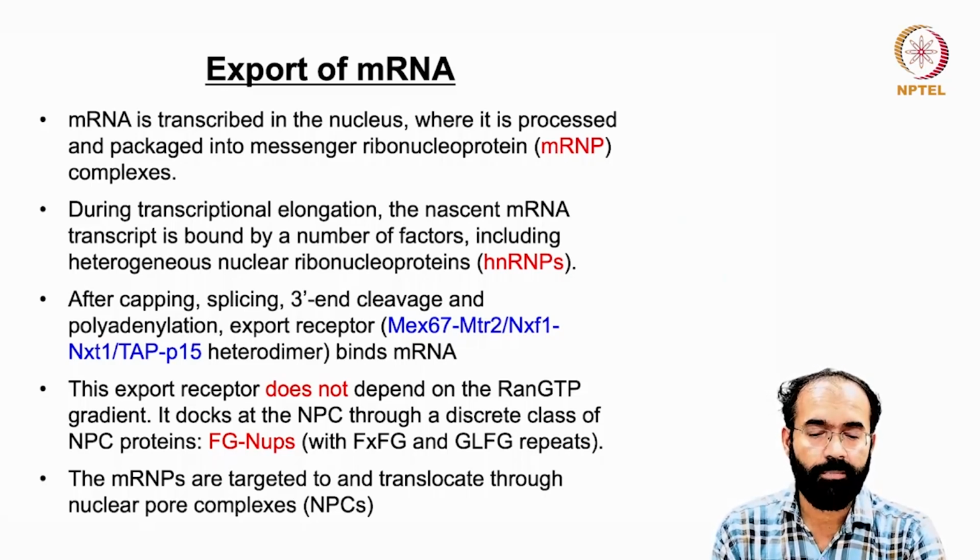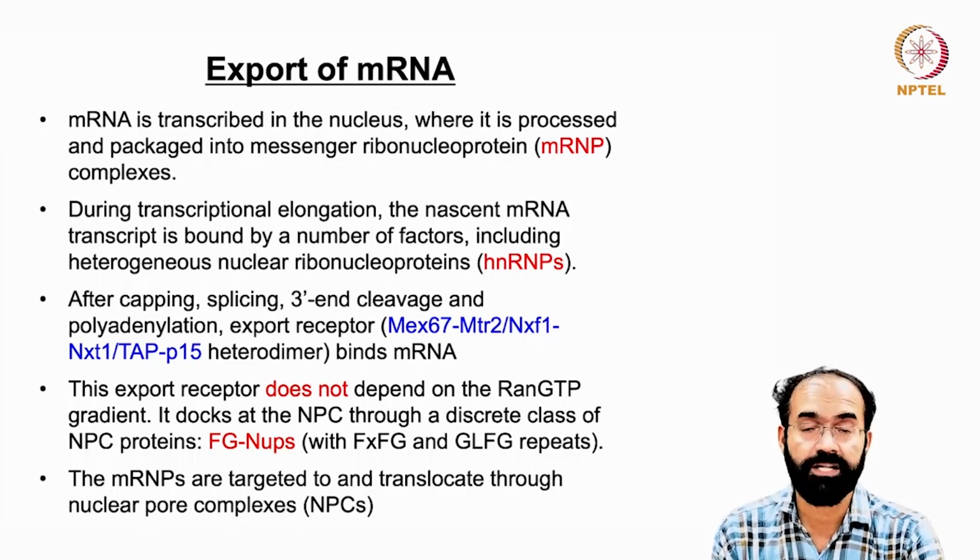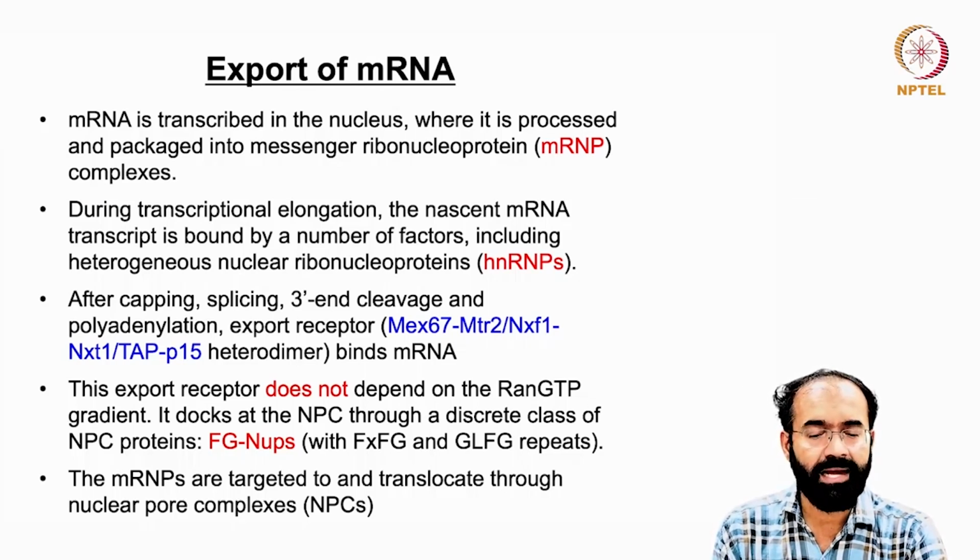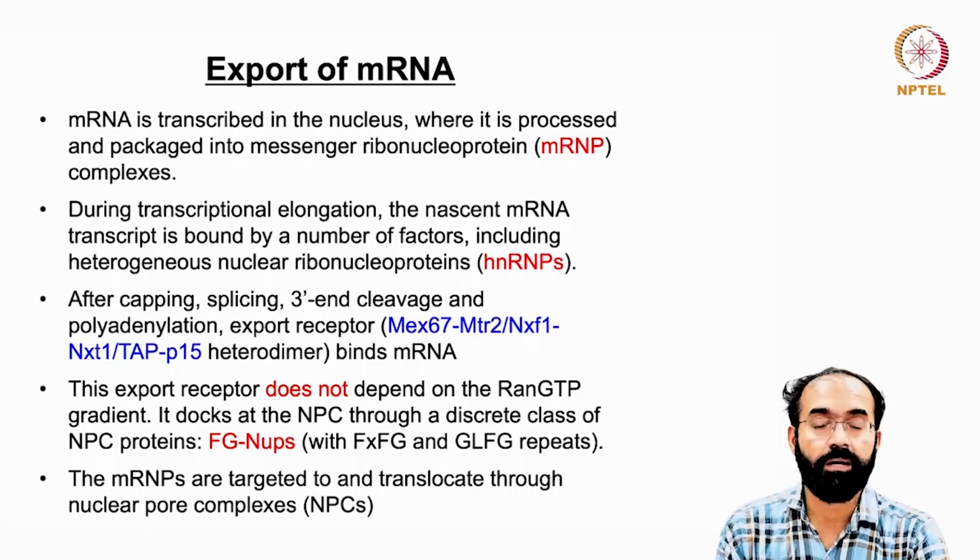This export receptor does not depend on the RAN-GTP gradient, which we already have seen before. It docks at the nuclear pore complex through a discrete class of NPC proteins, and we call them FG-NUPs, because they have FXFG. That means X stands for any amino acid, F stands for phenylalanine, and X stands for any amino acid, and then another repeat GLFG, that is glycine, leucine, phenylalanine, glycine repeats. So these FG-NUPs have FXFG repeats and GLFG repeats. So the mRNPs are targeted to and translocate through the nuclear pore complex.